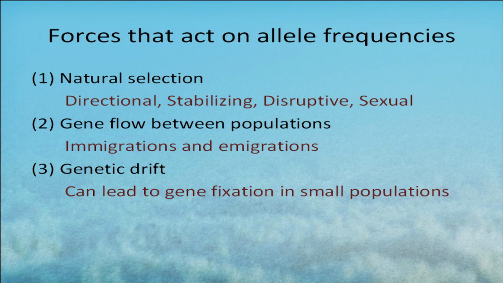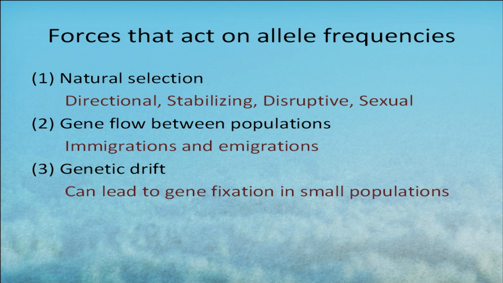We've already seen the first one, and that's natural selection. Natural selection is nature acting on the alleles and picking alleles that are best adapted for that environment. And of course, those become more common in subsequent generations. In a previous lecture, we looked at different types of natural selection, such as directional, stabilizing, disruptive, and sexual. But now let's look at some of the other forces that act on allele frequencies in a population.